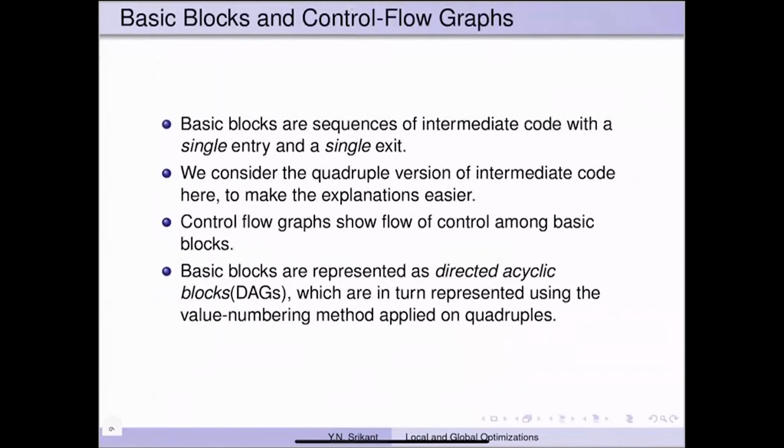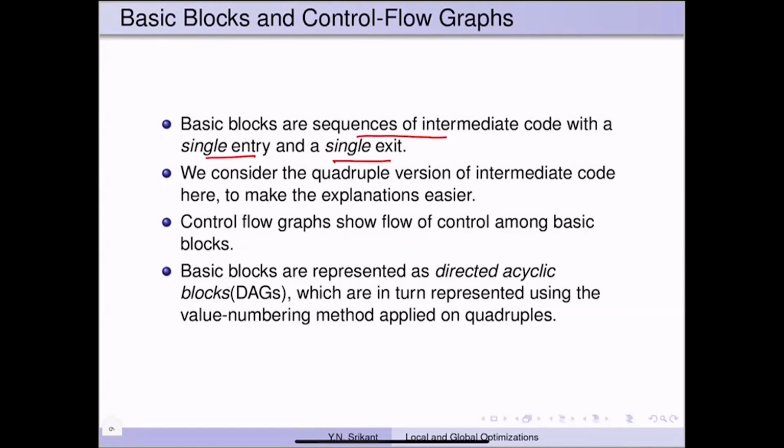To do all this, we must introduce the minimum machinery that is required. So let us do that. What exactly is a basic block? I already gave you a very simple explanation. Basic blocks are sequences of intermediate code with a single entry and a single exit. So that is a basic block.